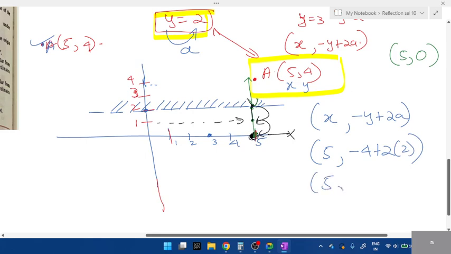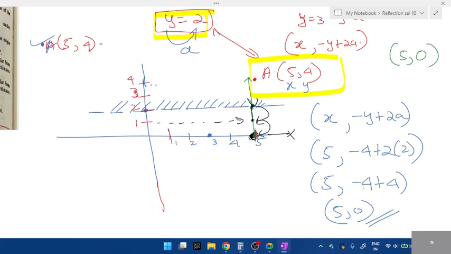2, 5 comma minus 4 plus 4. Are we getting 5 comma 0? This is even without plotting the graph. If they give it for MCQ, this is how you have to solve. You don't have to waste your time solving a graph for an MCQ question.